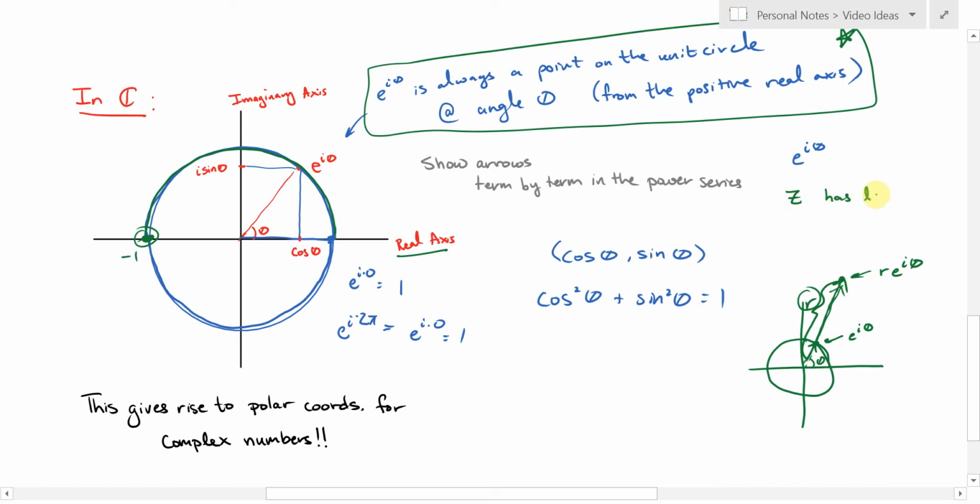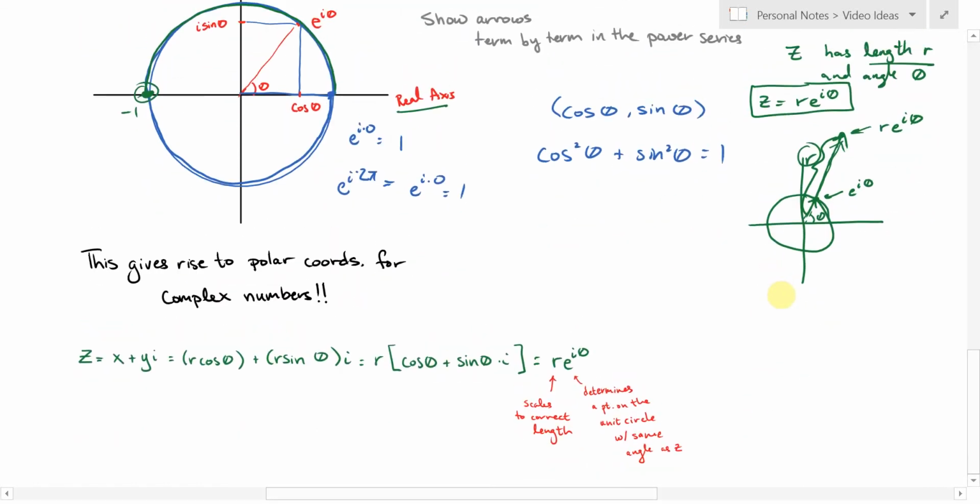So the complex number z has length, or modulus, r, and it's at an angle, or argument, theta from the positive real axis, then that forces z to equal, well, for it to have the right angle, it had better be e to the i theta, but then for it to have the right length, we had better multiply it by r. So z had better equal r e to the i theta.